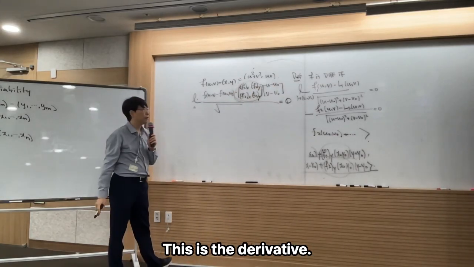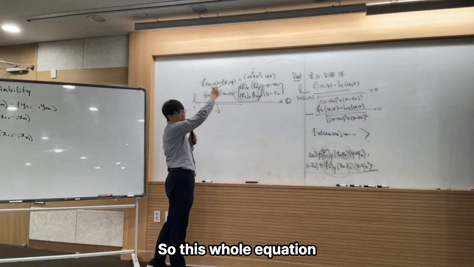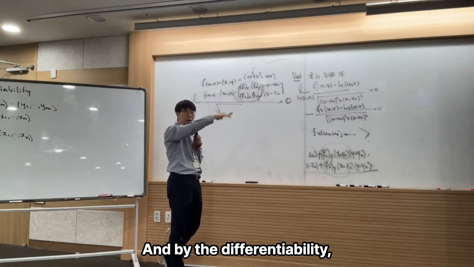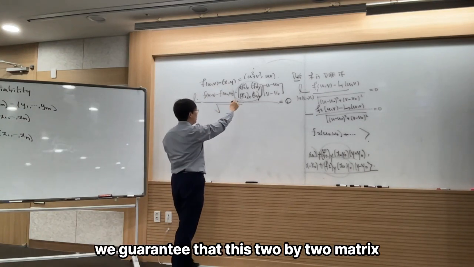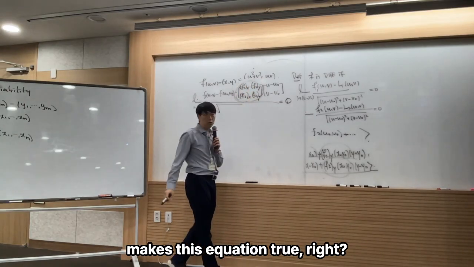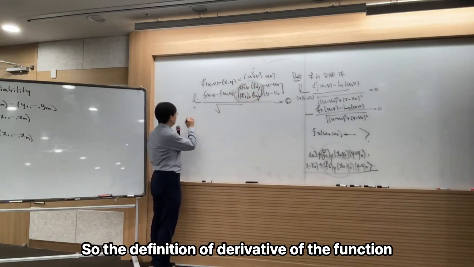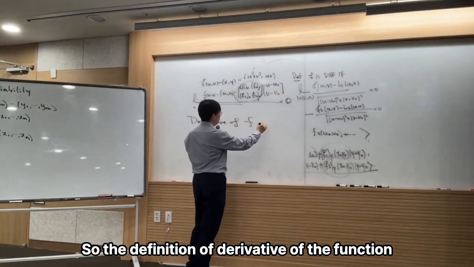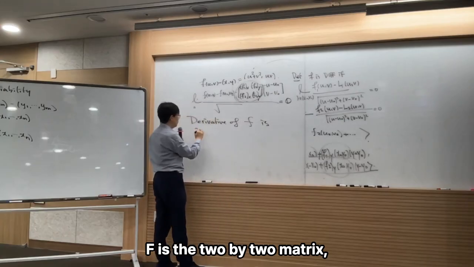This is the derivative. This whole equation comes from the definition of differentiability, and by differentiability, we guarantee that this 2 by 2 matrix makes this equation true, right? So the definition of the derivative of the function f is the 2 by 2 matrix.